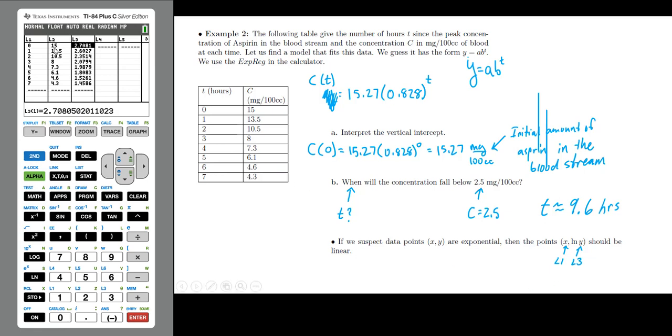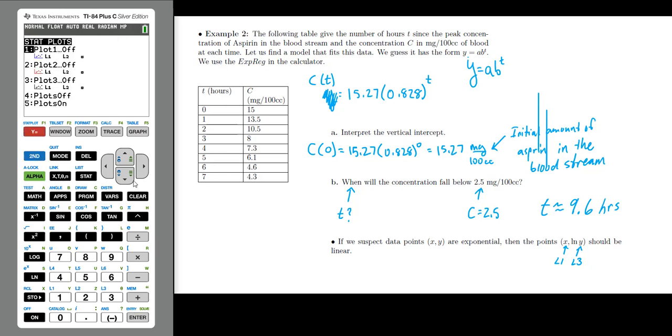So what I can do is go to my stat plots again, so second stat plot, and this time I'm going to use plot number 2, just not to get it mixed up with plot 1. So I'll turn it on, and this time I'm going to do list 1 as my x list, but then change my list 2 to list 3. And that will plot x with the natural log of y. So if I do that, and I hit zoom stat, like I have before, if you look at that, that data looks pretty linear.